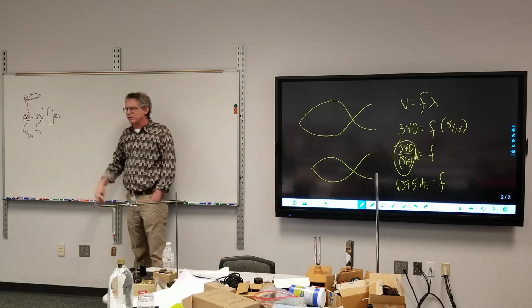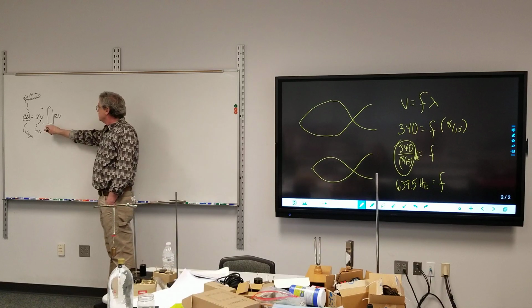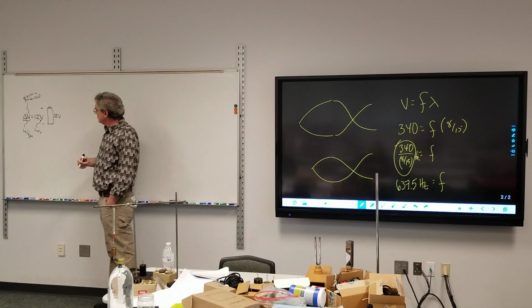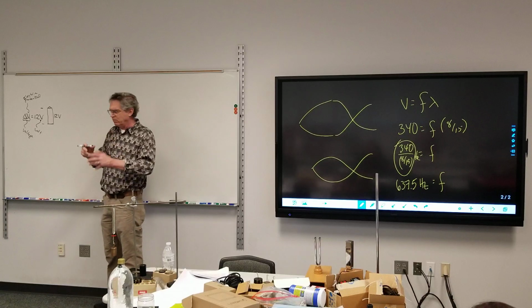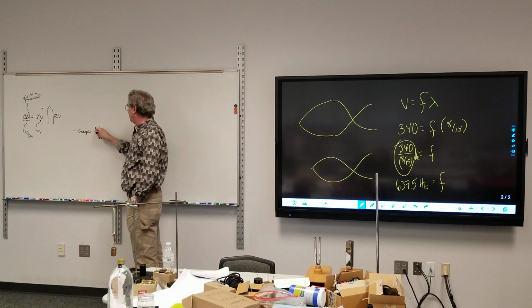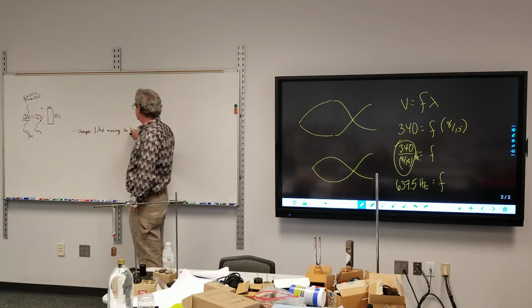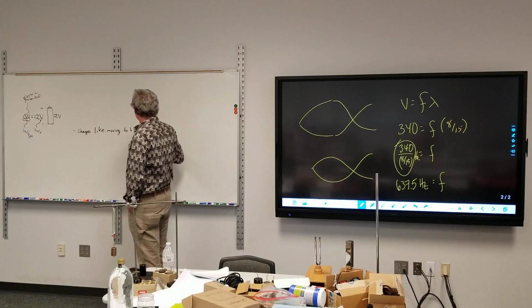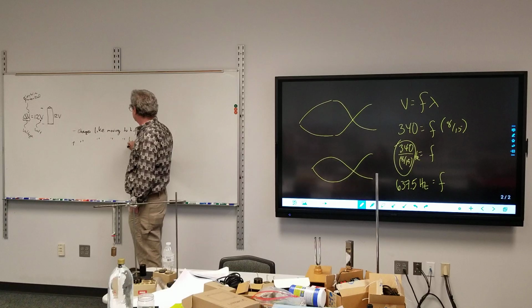So if I have an electric potential, where I know one side's higher than the other side, I know that negative charges like traveling to higher potentials, and positive charges like traveling to lower potentials. That was part of the opposites attracting and like repelling. So negative charges like moving to higher potential. Positive charges like moving to lower potential.